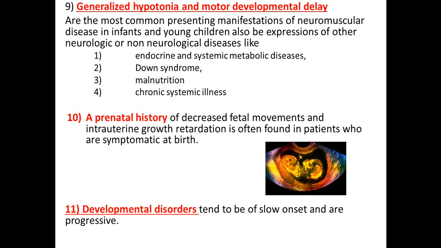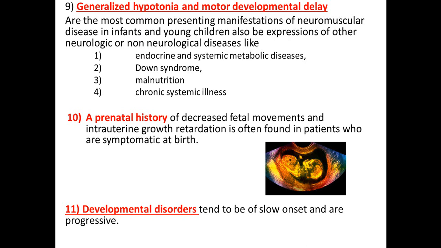The common manifestation of a neuromuscular disorder is generalized hypotonia and motor developmental delay. It is a feature of infants and young children, and it may be an expression of a neurological disease or a non-neurological one, like endocrine and systemic metabolic disease, Down syndrome, malnutrition, or chronic systemic illness. So it is a common manifestation, but it has many differential diagnoses.